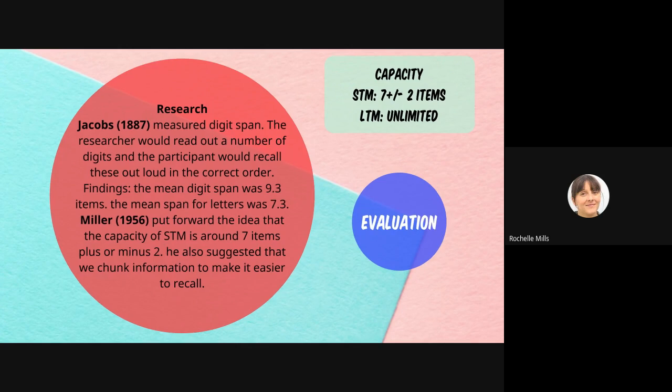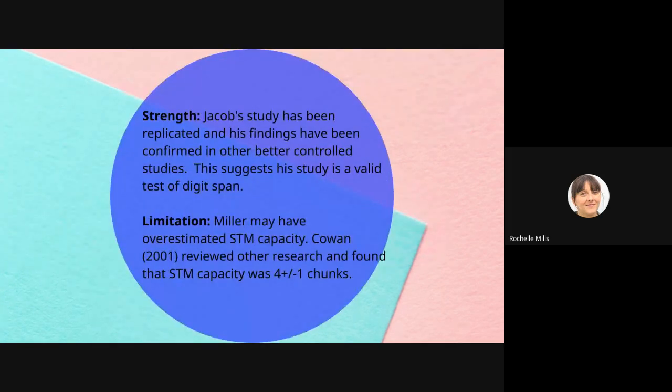Again, we have some evaluation for this. So a strength of Jacobs' study is that it has been replicated and his findings have been confirmed in other better controlled studies, because it was a really old study. The newer studies, which have higher levels of control, have found similar findings, so it suggests that it's a valid study of digit span.